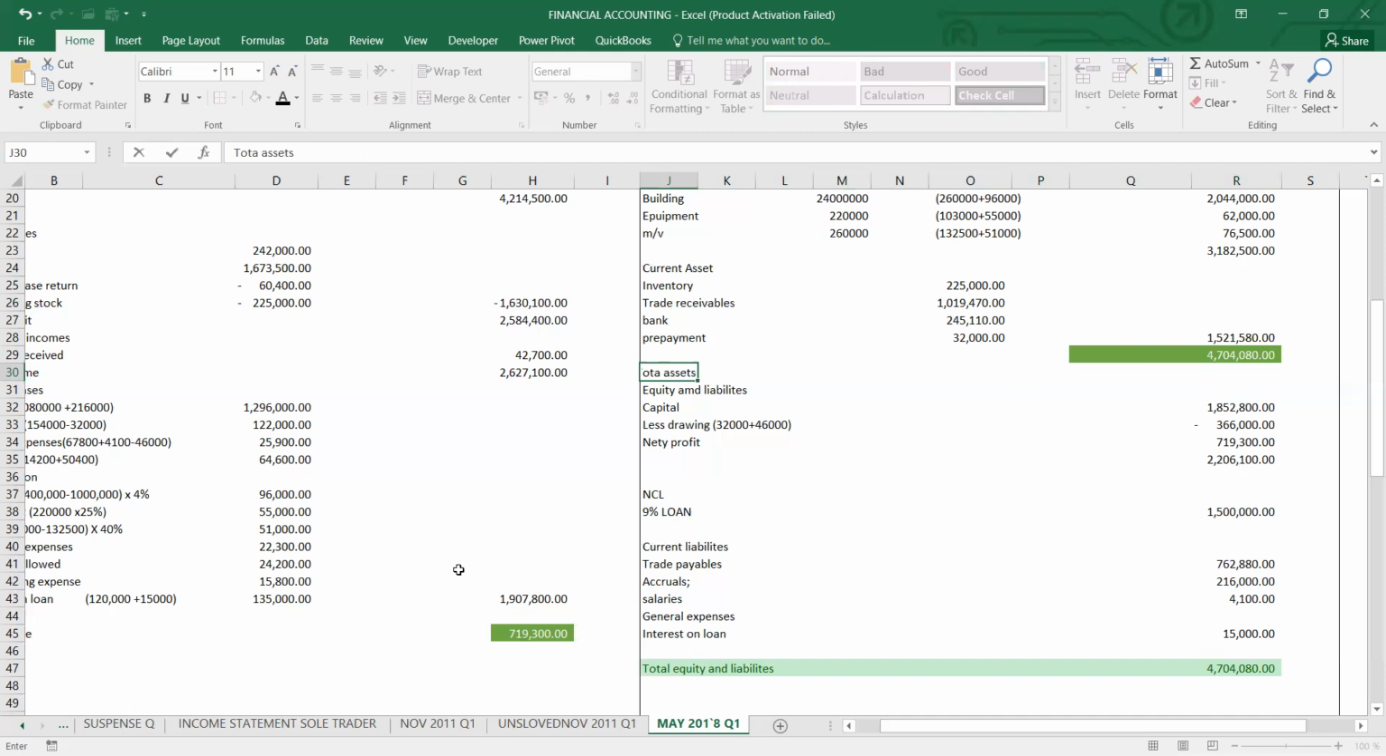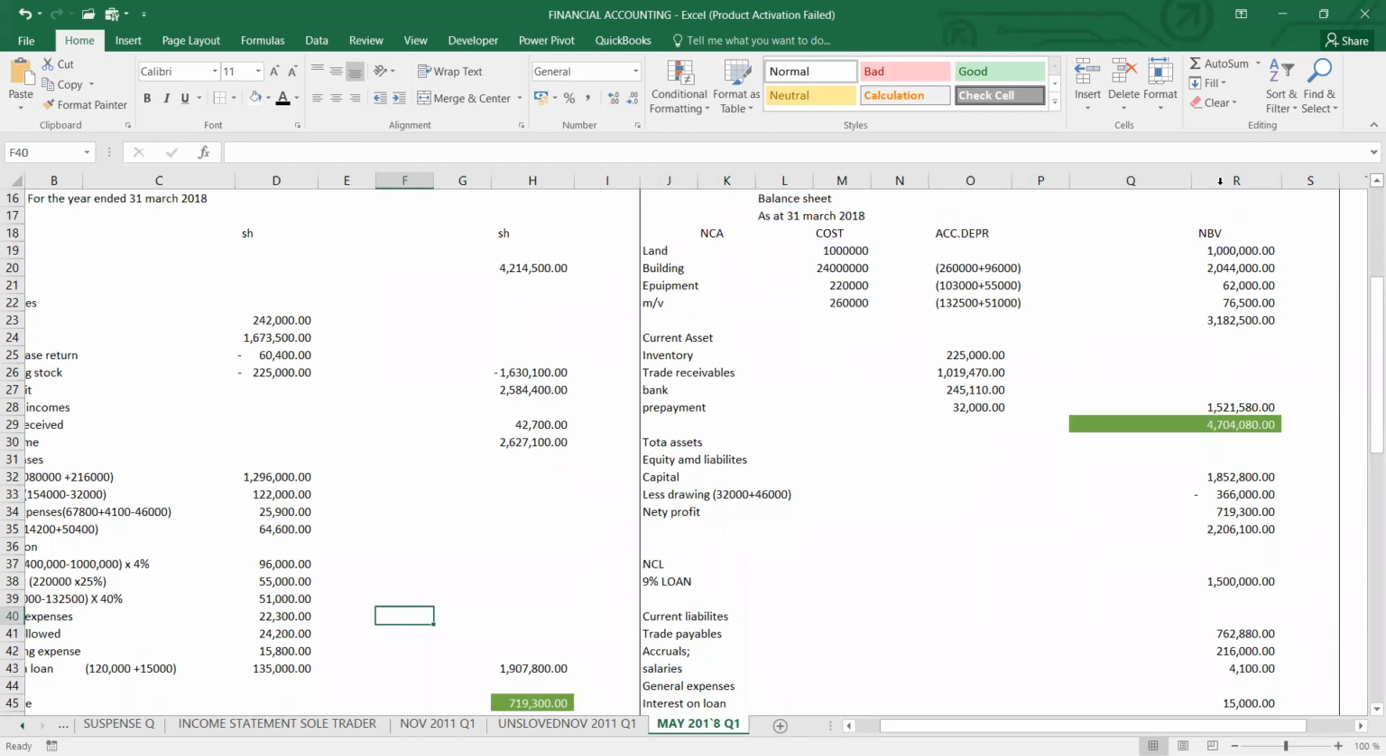Okay. So that's how you would have prepared the income statement and balance sheet for May 2018. It would have been hard, but I've tried.